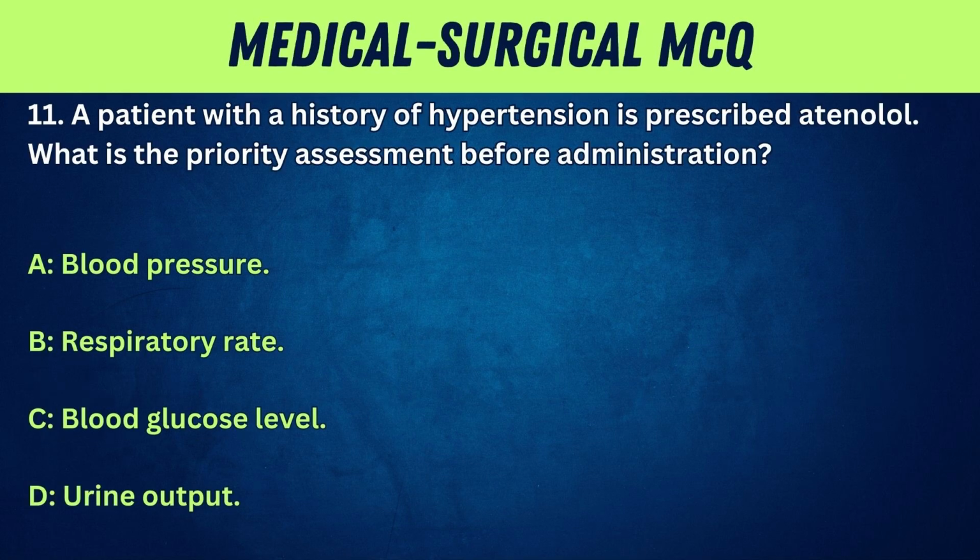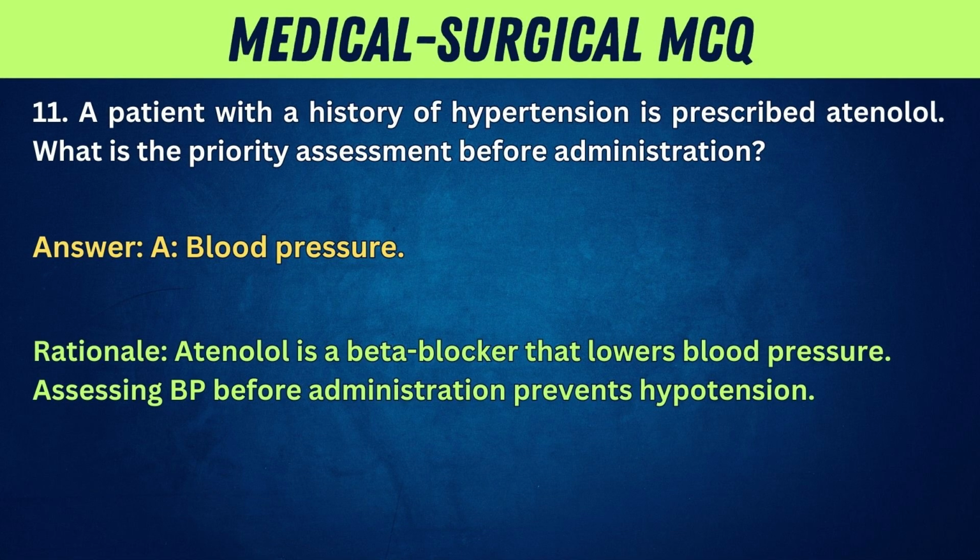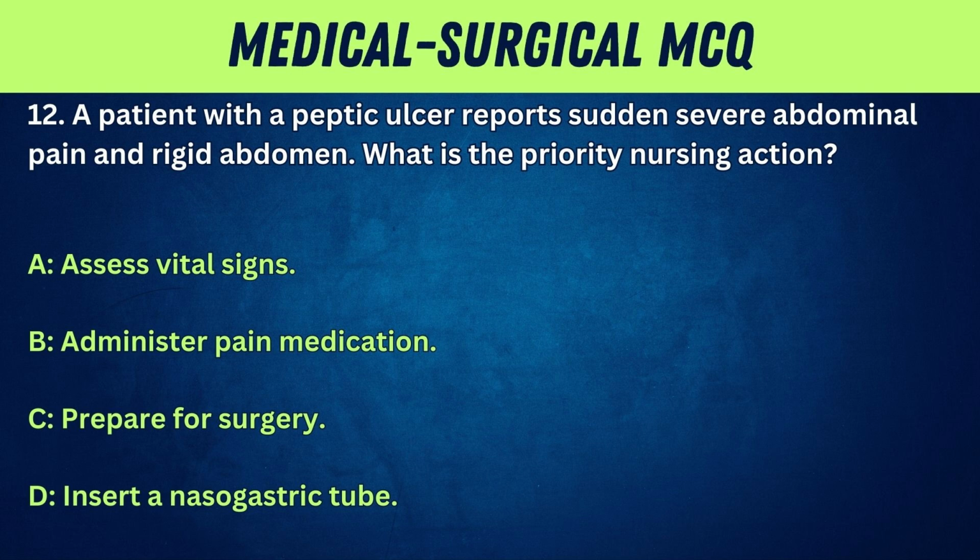11. A patient with a history of hypertension is prescribed atenolol. What is the priority assessment before administration? A. Blood pressure. B. Respiratory rate. C. Blood glucose level. D. Urine output. Answer: A. Blood pressure. Rationale: Atenolol is a beta blocker that lowers blood pressure. Assessing BP before administration prevents hypotension. 12. A patient with a peptic ulcer reports sudden severe abdominal pain and rigid abdomen.